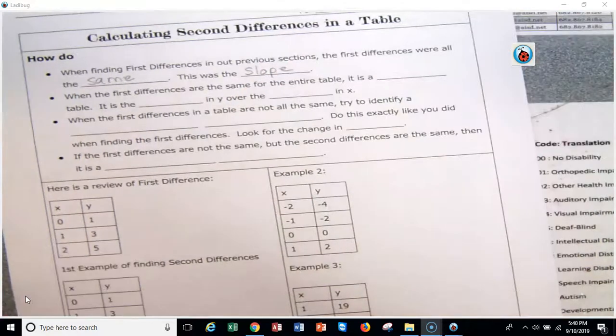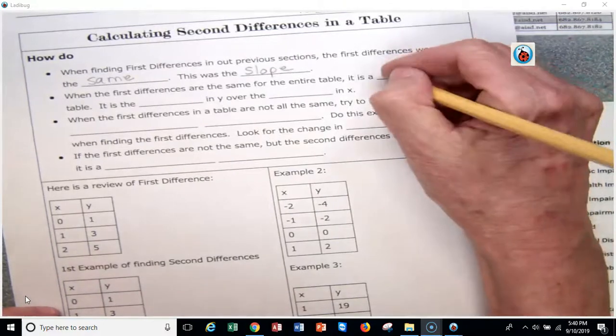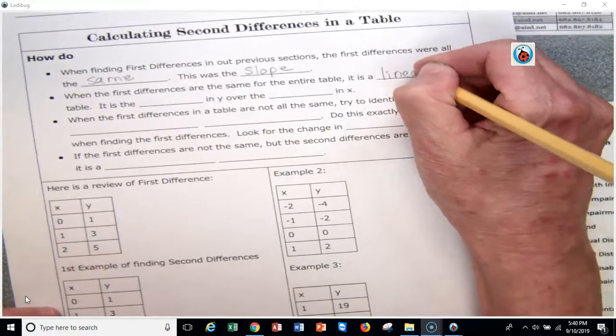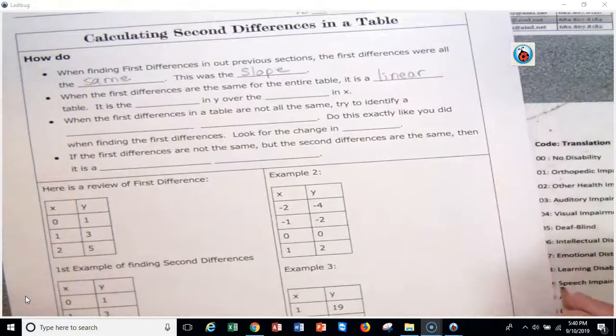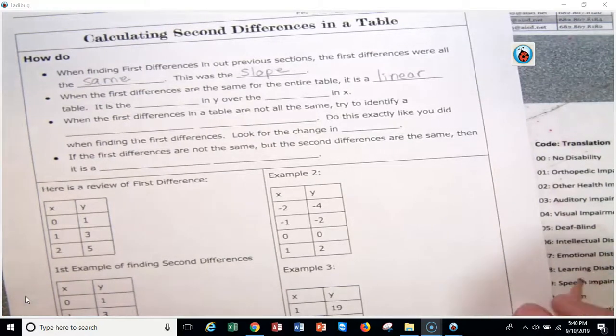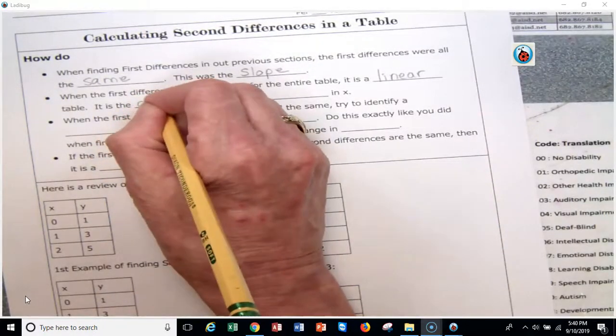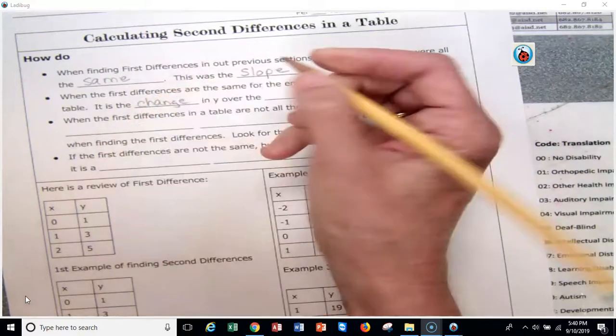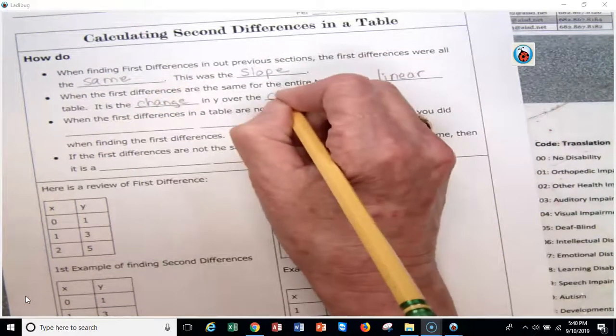When the first differences are the same for the entire table, it is a linear table. It represents linear equations. That's the y equals mx plus b, if you are comfortable with the slope-intercept form. So it is the change in y over the change in x.